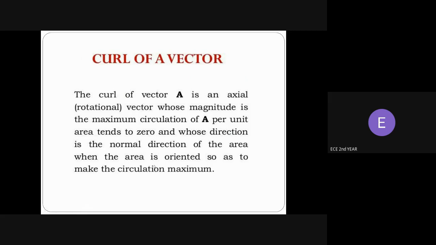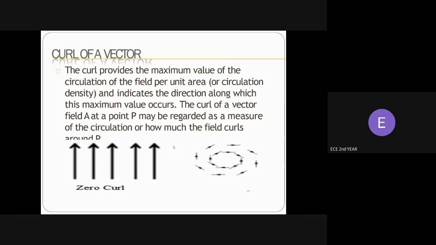The area must be present where the circulation should be maximum, right? Let us see the curl vector. This is nothing but divergence, zero divergence, and this is nothing but rotational. So this rotational is called the curl of a vector. It is nothing but the maximum value of circulation of the field per unit area, right? It indicates the direction where the maximum value occurs, and it may be recorded as a measure of circulation, how much field is around a particular point.